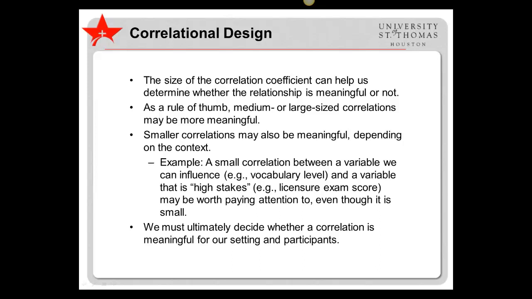For example, a small correlation between a variable we can influence, for example, vocabulary level, and a variable that is high stakes, for example, licensure exam score, may be worth paying attention to, even though it is small. It may be worthwhile to try to strengthen test takers' vocabulary level prior to their taking the licensure exam, as a boost in vocabulary may mean the difference between passing or failing the exam. We must ultimately decide whether a correlation is meaningful for our setting and our participants.